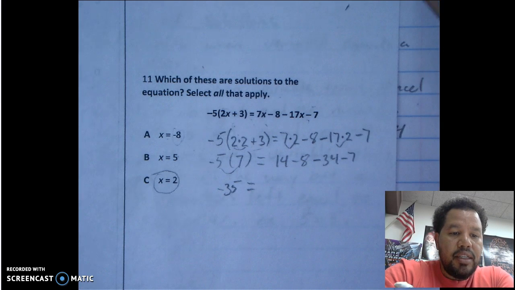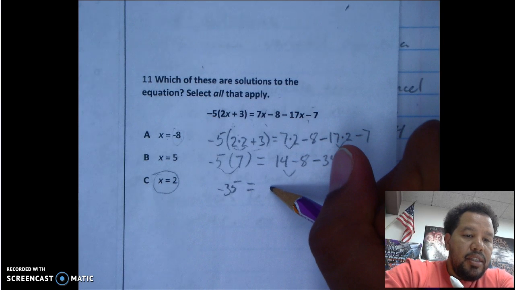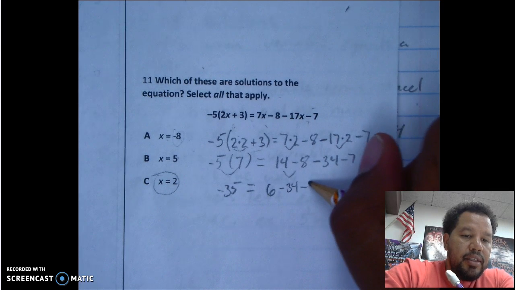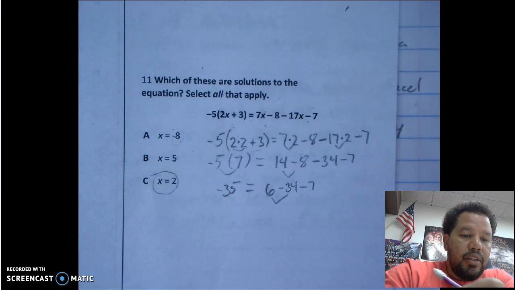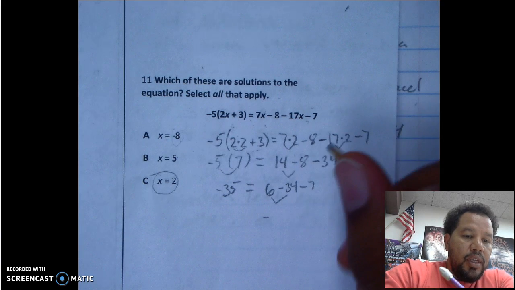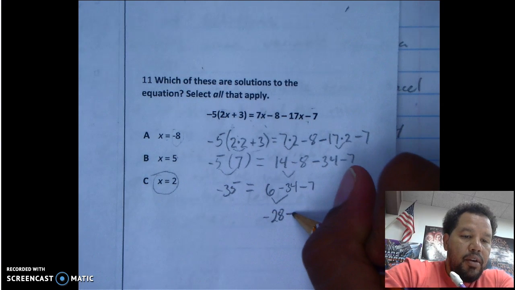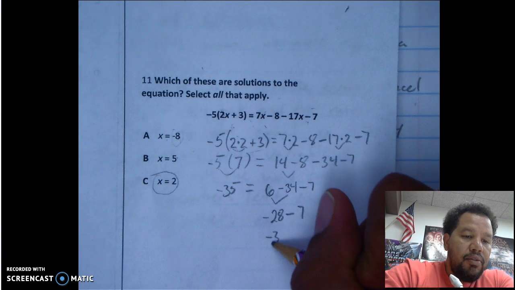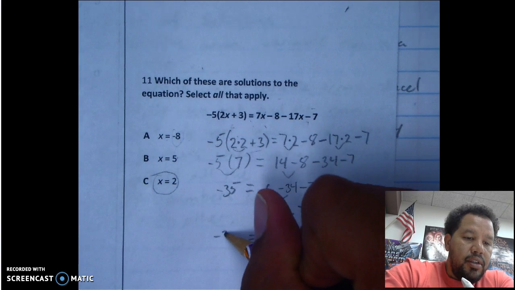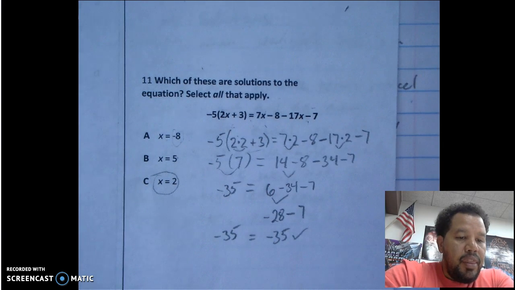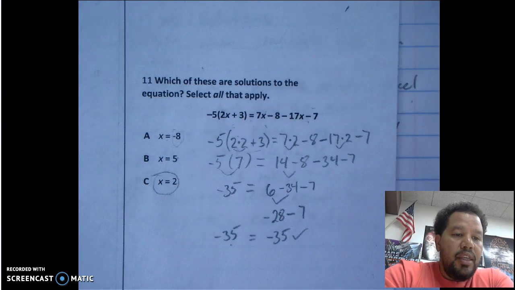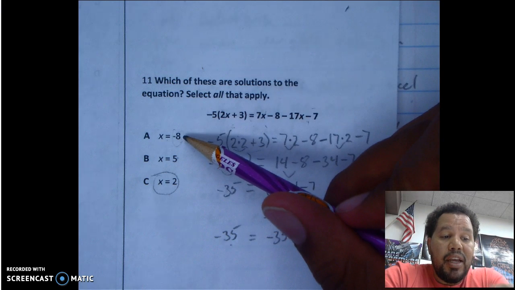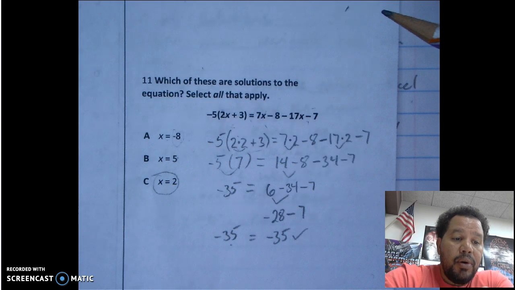14 minus 8 gives me 6. Minus 34 minus 7. So 6 minus 34 gives me negative 28. So I bring down the minus 7. -28 minus 7 is -35. So here, -35 equals -35. So C is a solution to this equation. All right. So check to see if -8 and 5 are solutions to the equation, or if they're not.